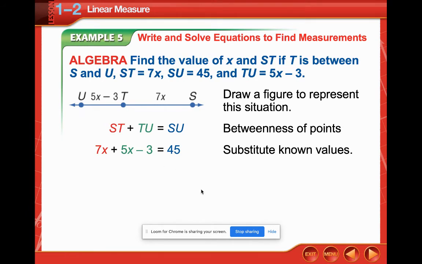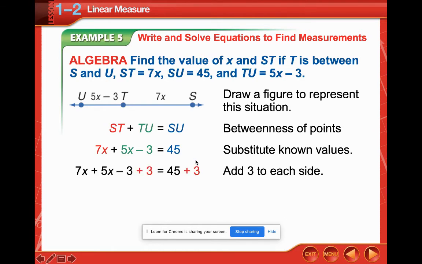I don't know if you guys remember how to do this, but the first thing you want to do is combine your like terms. So 7x plus 5x, all right? And that's going to give you 12x minus 3. Then add 3 to both sides, and you should get 12x equals 48. All right, so they did not combine like terms first. That's not a good move on their part, but we'll keep going with it. 12x equals 48. Divide by 12 on both sides, and x should equal 4.